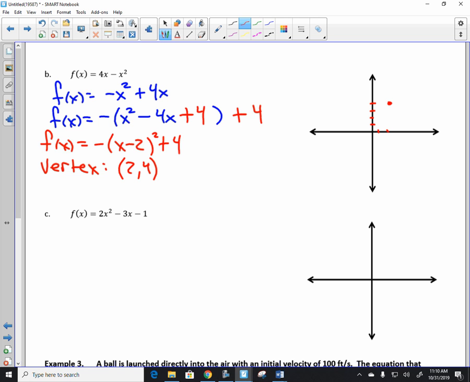Does this parabola go up or down? Does it have a maximum or a minimum? A maximum of? Max of 4.